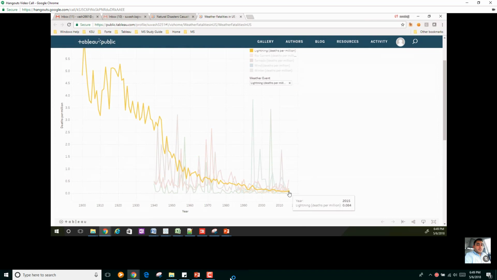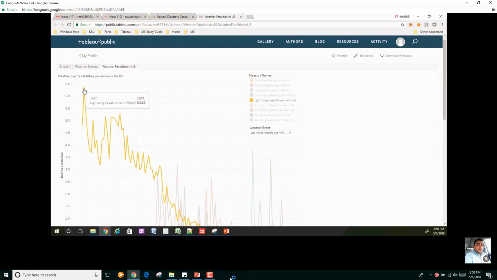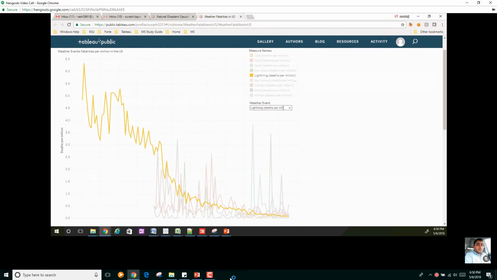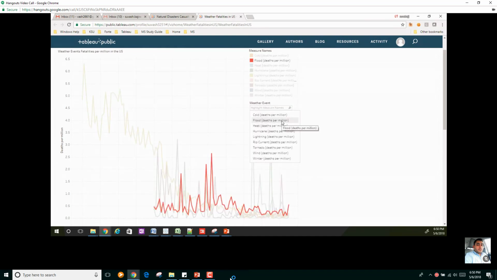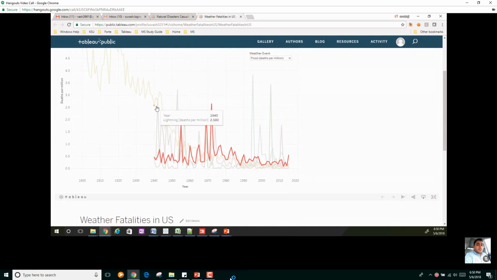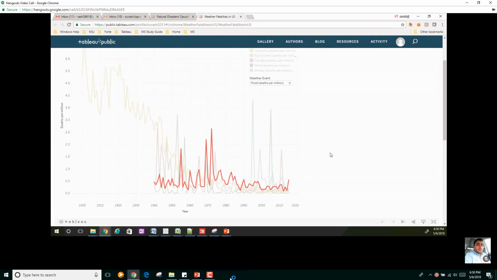So yeah, out of a million, there are still 0.084 people dying in 2015 from lightning. But back in the days, it seems like people were dying quite a lot from lightning. I don't know why. So I think the data that we have for all the other events starts here at 1940. This one shows flood. So a lot of people died in 1972 of floods.